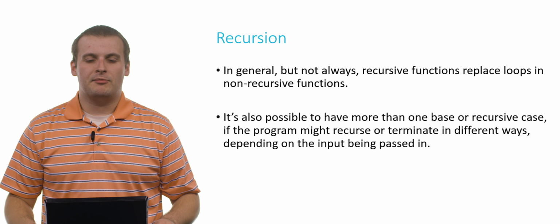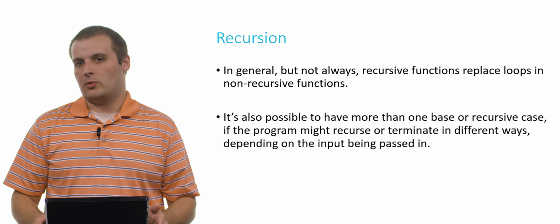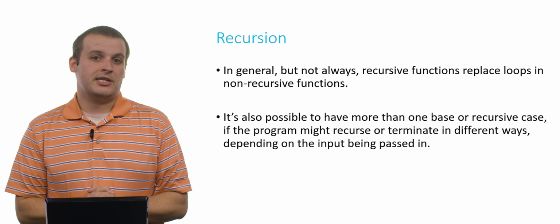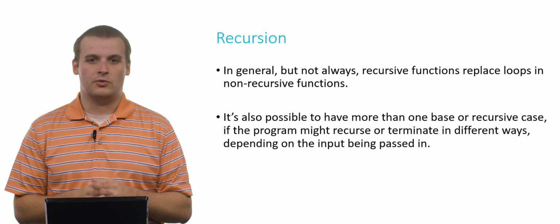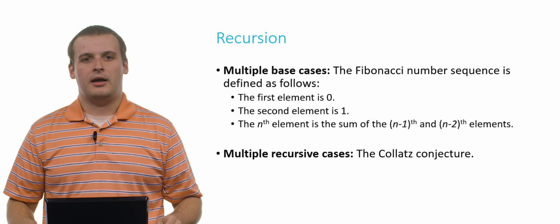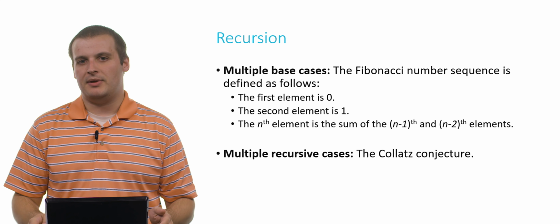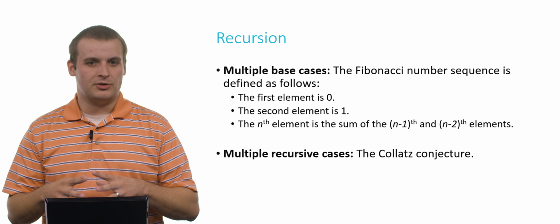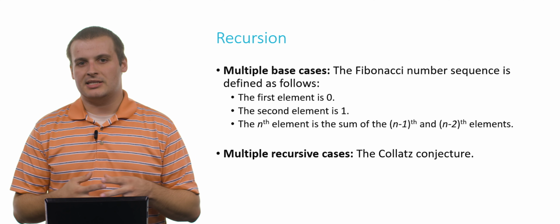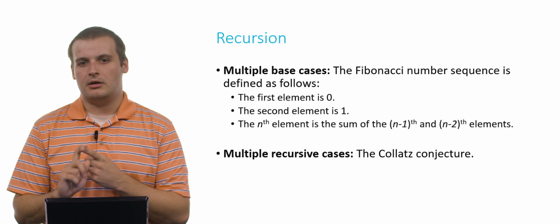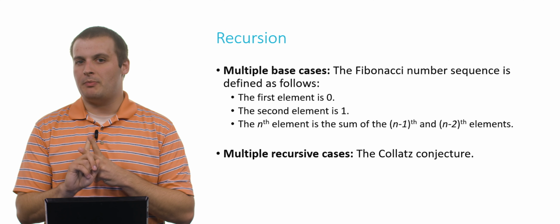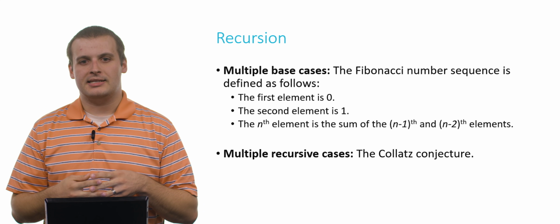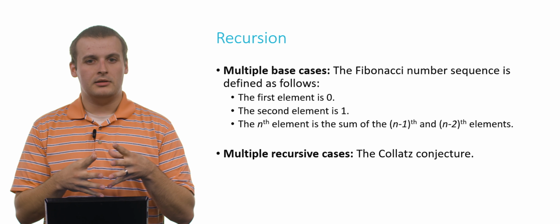Now, it is possible to have more than one base case or more than one recursive case, depending on what your function is trying to do. You're not necessarily just limited to a single base case or a single recursive case. So an example of something with multiple base cases might be the Fibonacci number sequence. You may recall from elementary school days that the Fibonacci sequence is defined like this. The first element is 0. The second element is 1. Both of those are just by definition. Then every other element is defined as the sum of n minus 1 and n minus 2.